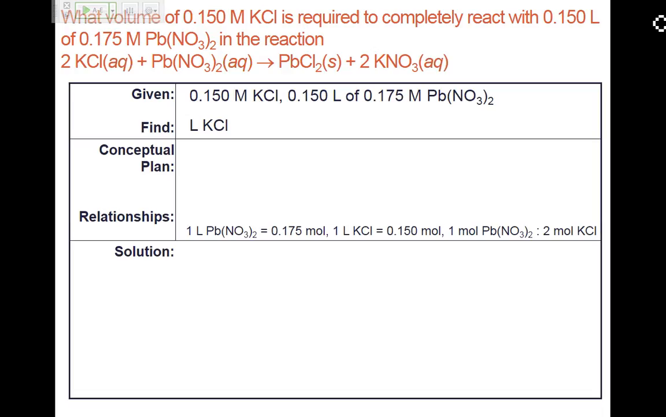So my relationships, I know I have 1 liter of PbNO3 for every 0.175 moles of PbNO3 because that's what my molarity tells me. That is my concentration. I know I have 1 liter of KCl equals 0.150 moles because that's what my molarity of my KCl solution tells me. So those are my relationships. I cannot use this relationship to figure out my liters directly of KCl because this is my relationship for my PbNO3 solution only. That's important.